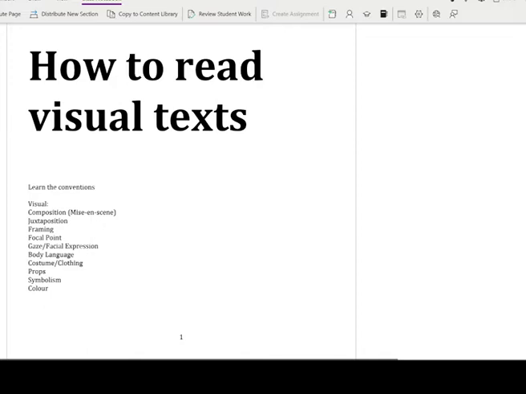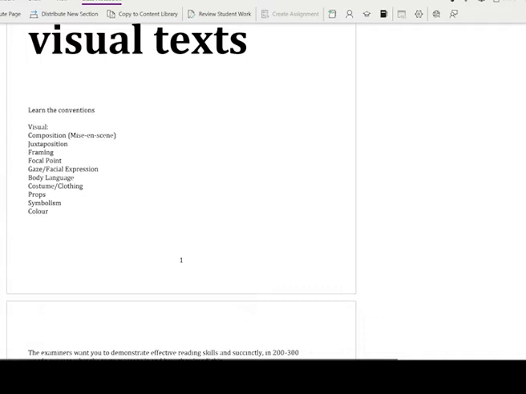So the first thing that comes out when WACE markers are marking this section is that students don't know enough conventions to talk about. And we're going to look at how you can talk about more conventions even when it seems the question's only setting you up to talk about a few. Some of the visual conventions are things like composition, which is basically everything in the frame and how it's arranged in the frame. It's also known as mise-en-scene.